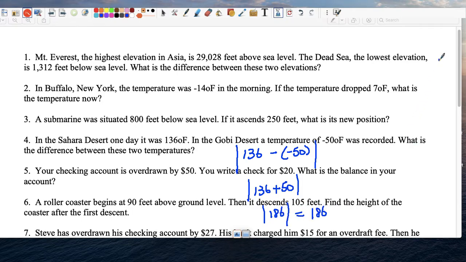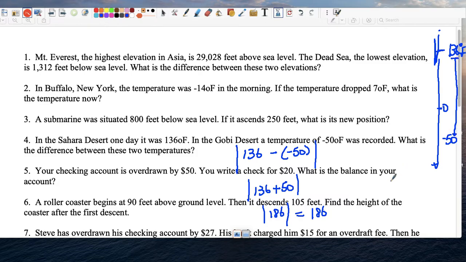Now let me draw a little thermometer over here. So think about this. Here is the Gobi Desert, all the way down here, negative 50 Fahrenheit, super cold. And the other desert, the Sahara Desert, let me just put this at 0, for example. The Sahara Desert happens to have 136 degrees Fahrenheit positive. So what is the difference between the temperatures would be this distance right here, right?